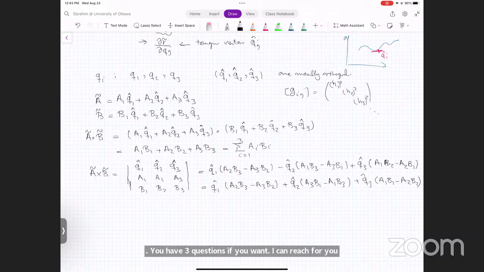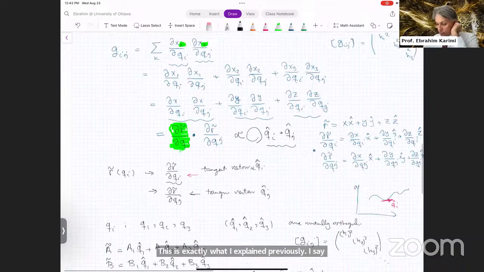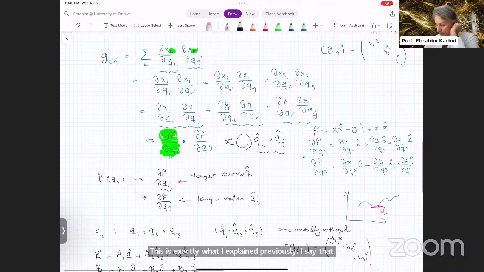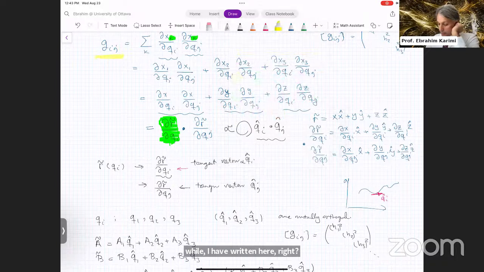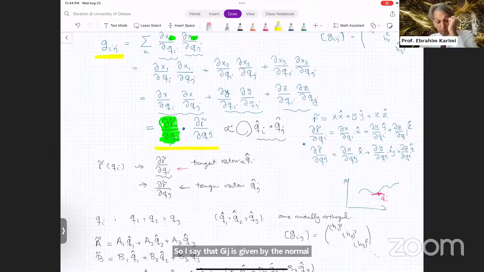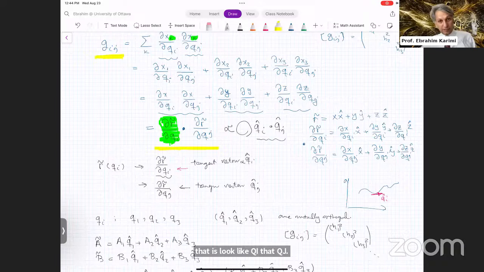Mohammed Isa asked, is there any measure to specify orthogonality of Gij without direct calculations? This is exactly what I explained previously. Gij is given by the normal vector in the direction of Qi and the normal vector in the direction of Qj, and that looks like Qi dot Qj. So this is without calculation.